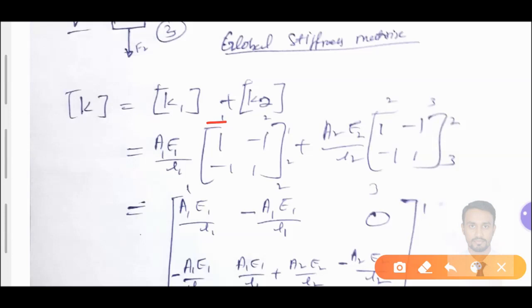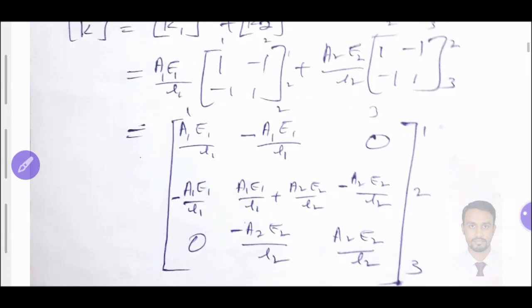First row, first column is named for stiffness matrix number 1, first element: 1 and 1, 2 and 2. Why? Element 1 starts from node number 1 and ends at node number 2. Element number 2 starts from node number 2 and ends at node number 3. So now we have given the row names and column names.